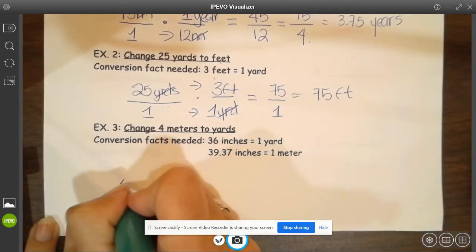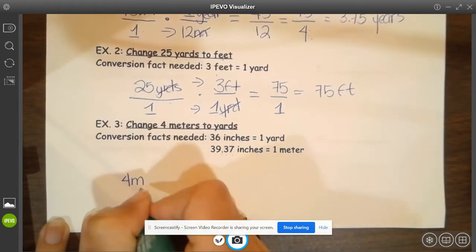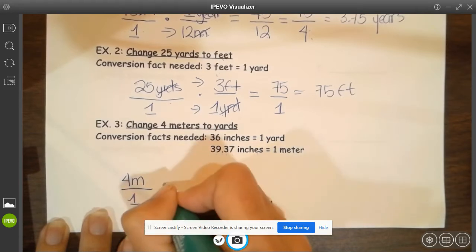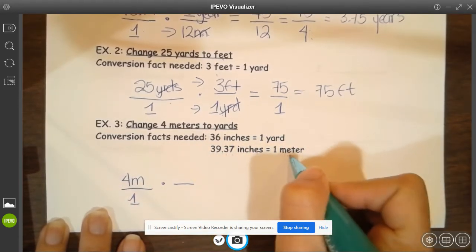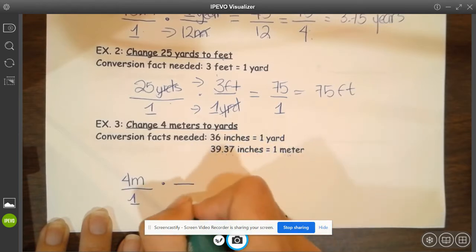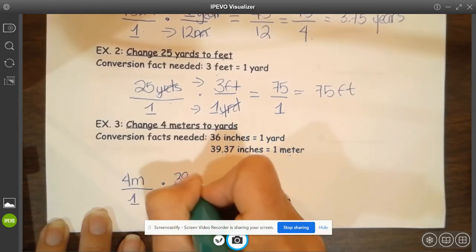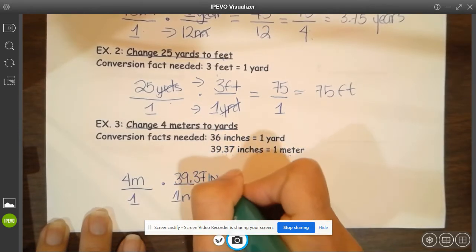So that's 4 meters over 1 times, I'm going to put meters on the bottom. So what information I have, 1 meter equals 39.37 inches.